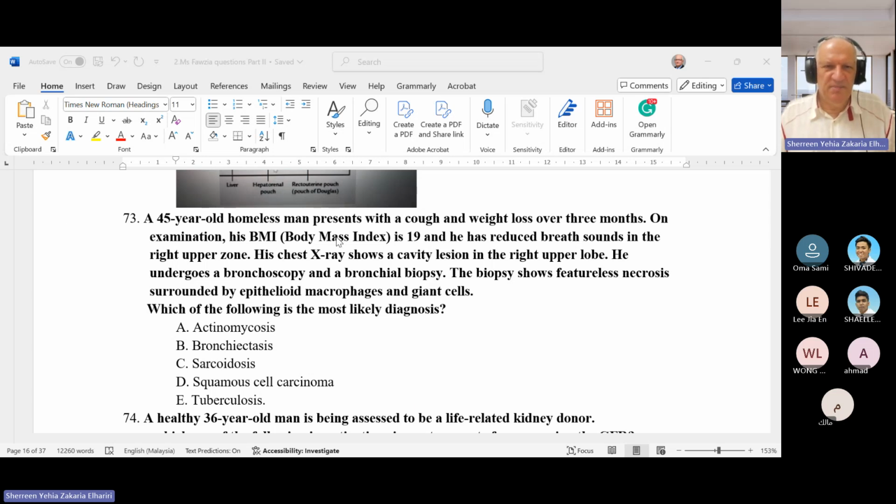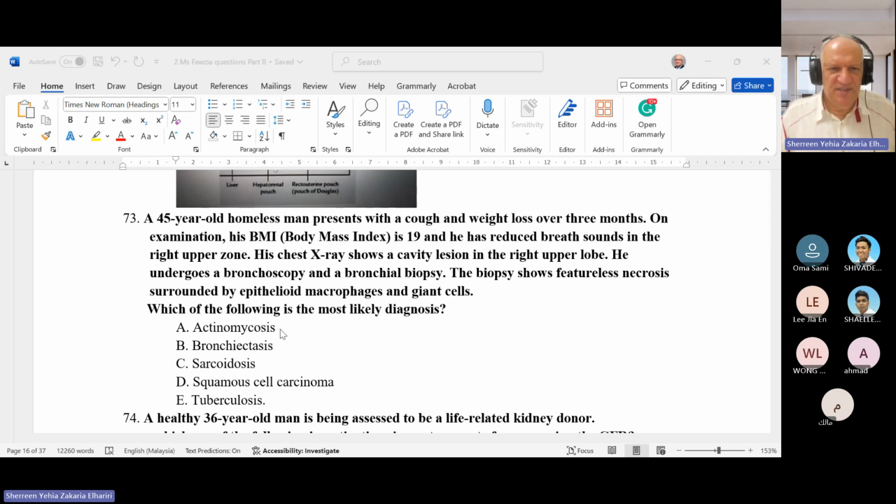On examination, BMI 19, low, reduced breath sound in the right upper zone. Of course, as you remember, TB is usually an apical lesion. Chest X-ray shows a cavity in the right upper lobe. Undergoing bronchoscopy, bronchial biopsy. Biopsy shows features of necrosis surrounded by macrophages or epithelioid cells and giant cells. Of course, epithelioid cell is the same term as giant cell, the same term as multinucleated cell. So what is the most likely diagnosis?